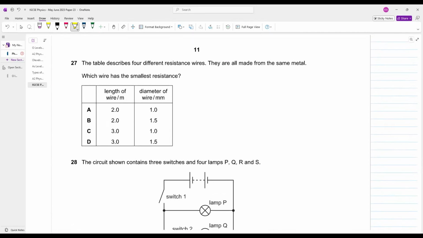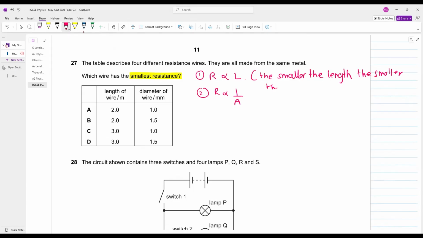आगे देखते हैं. The table shows 4 different resistance wire. They are all made from the same metal. Which has the smallest resistance? Okay, so you have to remember two things. Resistance is directly proportional to length and resistance is inversely proportional to area. The smaller the length, the smaller the resistance. ठीक है, जितनी स्मॉलर लेंथ होगी उतनी स्मॉल रेजिस्टेंस होगी.